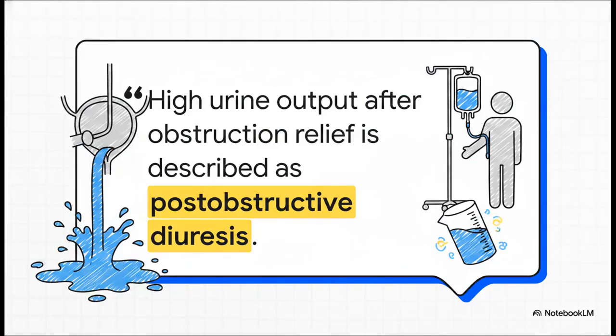Let's pivot to a totally different kind of complication. We often use Foley catheters therapeutically to relieve acute urinary obstruction. But paradoxically, when you relieve that blockage, it can trigger a massive release of urine. This is called post-obstructive diuresis, and it's a super testable physiologic response. Because your patient is suddenly dumping massive amounts of volume, you have to watch them like a hawk and aggressively replace that output with hypotonic fluids. If you don't, you're looking at severe volume depletion and nasty electrolyte derangements.